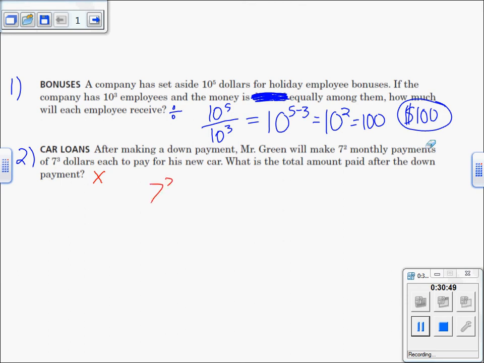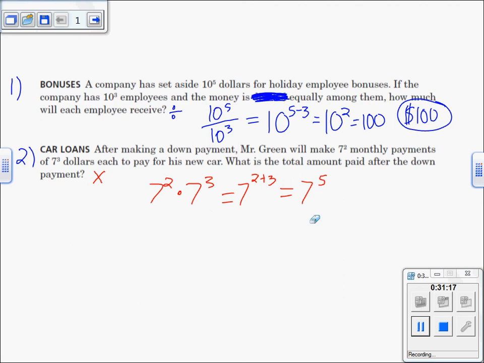So I made up those numbers a second ago. Now let's actually use these numbers. 7 to the second power is how many months he's paying, and he is paying 7 to the third power each time. Let's find out what this equals. So 7 to the second power times 7 to the third, common base, so we're multiplying, so we add the exponents. So that's going to be 7 to the 2 plus 3 power, which is just 7 to the 5th power. So that is the exponent answer.